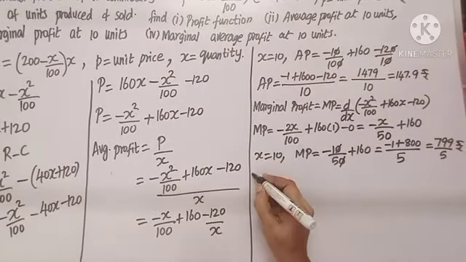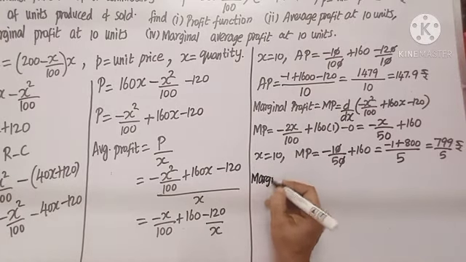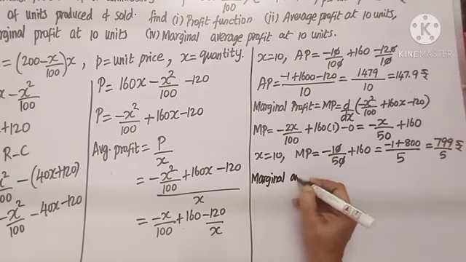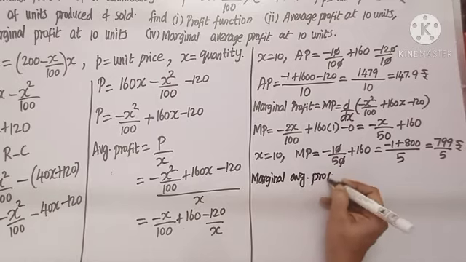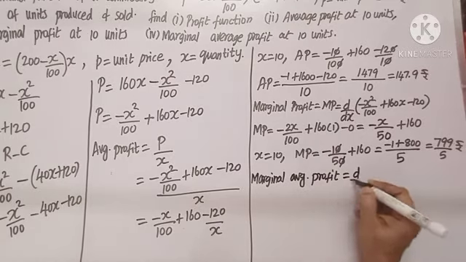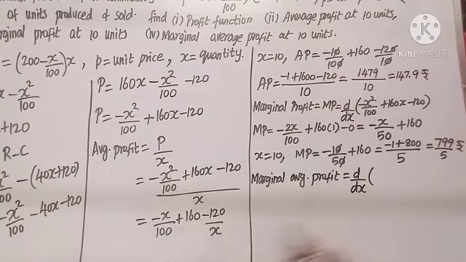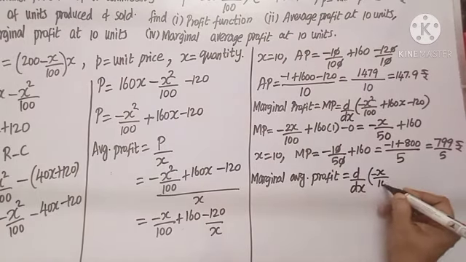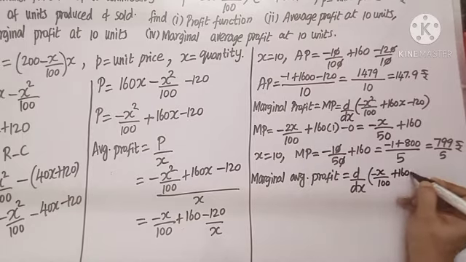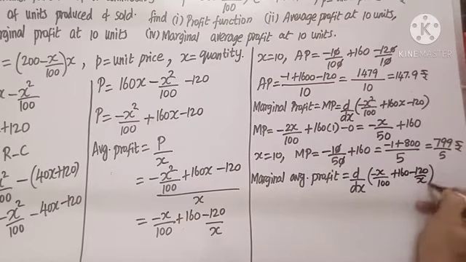The next idea, I need to find out marginal average profit. What is that? The word marginal tells me differentiate. So marginal average profit is d by dx of average profit. Average profit is minus x by 100 plus 160 minus 120 by x.